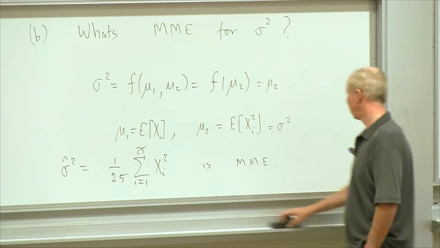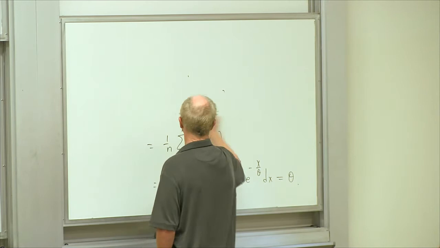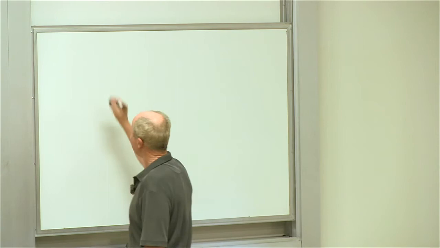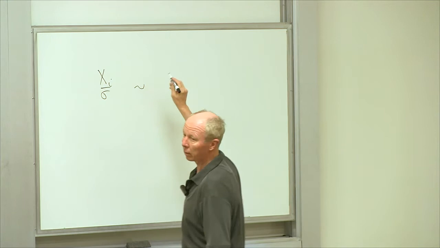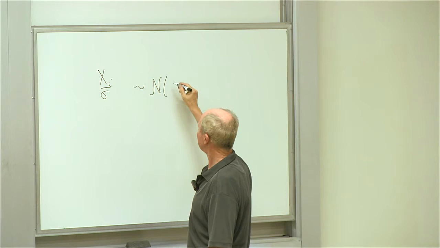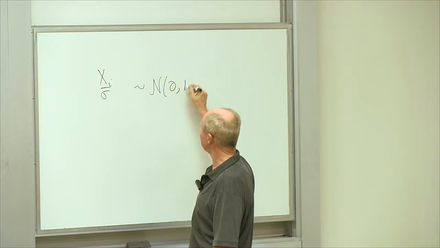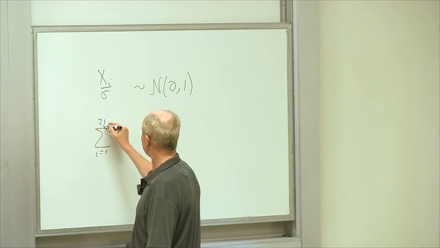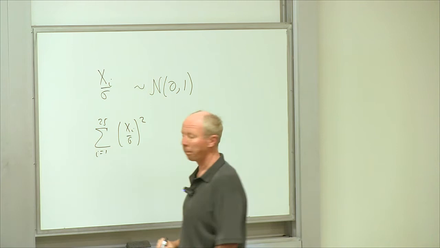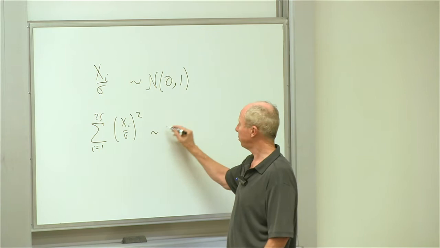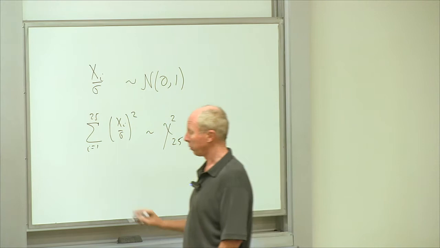And then the question is, what's the distribution of that? Well, xi over sigma has what distribution? What's the mean of that random variable? 0. And the variance would be 1. So what's the distribution of this thing? With how many degrees of freedom? 25 degrees of freedom. So sigma hat squared.